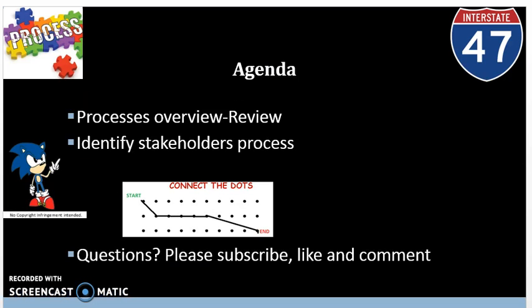Today's agenda will be going over reviewing the PMBOK process table as well as the 44th process of identify stakeholders.